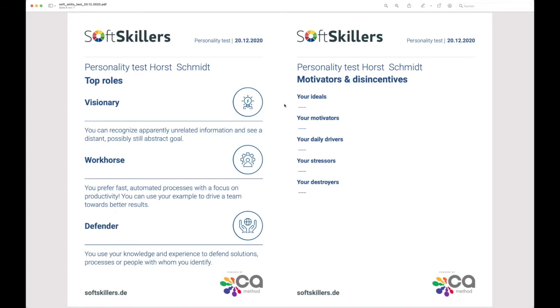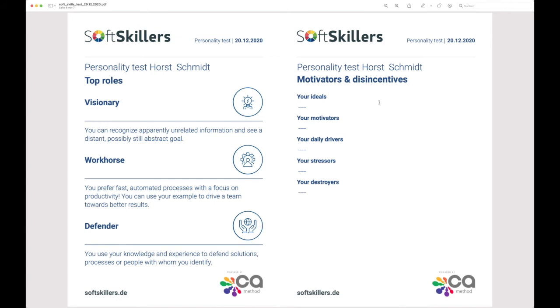And last but not least, you have the motivators and disincentives. And here also, I recommend you strongly to take the helicopter view again, because here in this case, we don't have words inside. Usually about 60 of the 86 words you have in the test are going to be placed in these 5 categories. In this version, we don't have it because it's a beta version. You see that from December 2020.